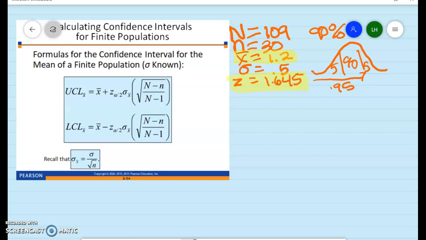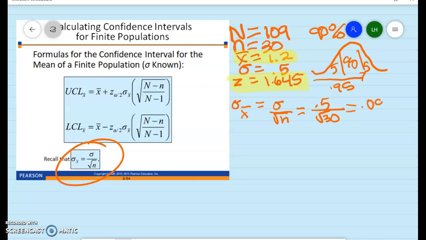All right. Then we need our standard error for our mean. So here's the formula down here. So it's the standard deviation divided by the square root of n. So the standard deviation is 0.5 divided by the square root of 30. And we're going to round that to 4 decimal places. And we get 0.0913. Okay, so now we have that piece of information.